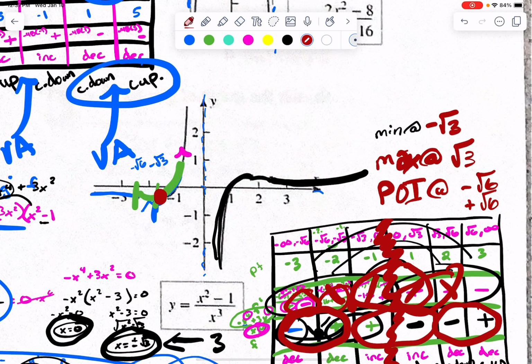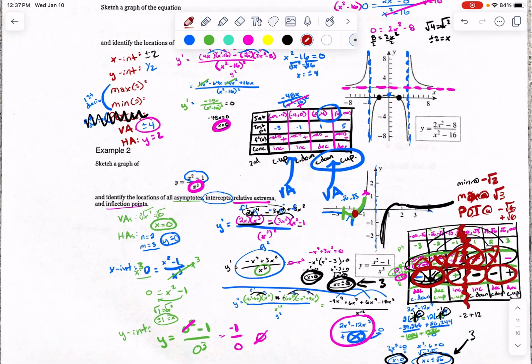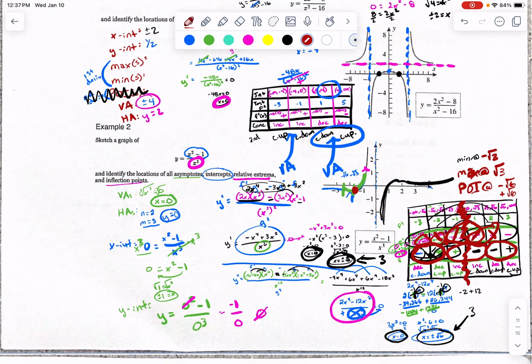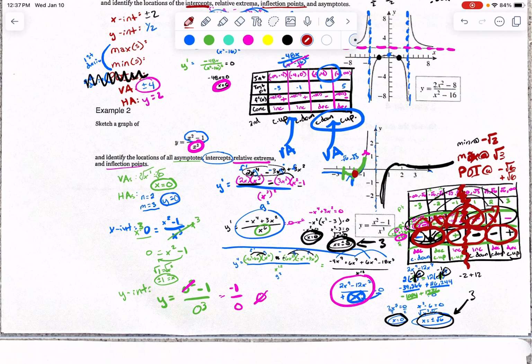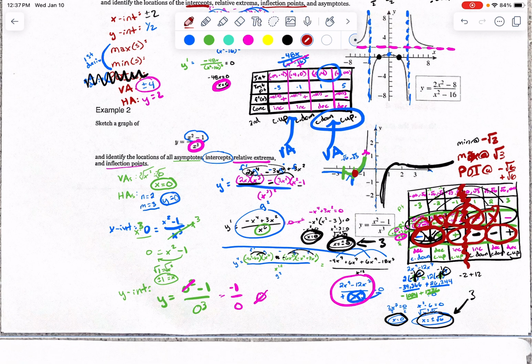Holy crap. So there's all my things. Maxes, mins, POIs, all that good stuff. Gross. That was very disgusting. It wouldn't have been so bad if they would have just had us do the first derivative. But, yeah, doing the inflection points, that was ugly.